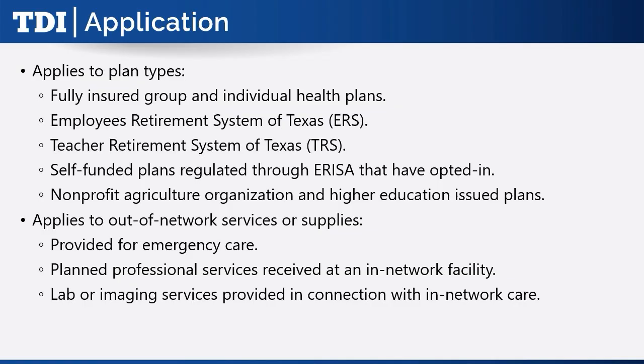Also covered under the IDR process are the Employee Retirement System of Texas, ERS, and the Teacher Retirement System of Texas, which is TRS. And then self-funded plans regulated through ERISA that have chosen to opt in. They became eligible in 2023. And ERISA plans that have opted in will have TXI on the insurance ID card. Nonprofit agricultural organizations and higher education issue plans are also eligible for IDR in the state of Texas.